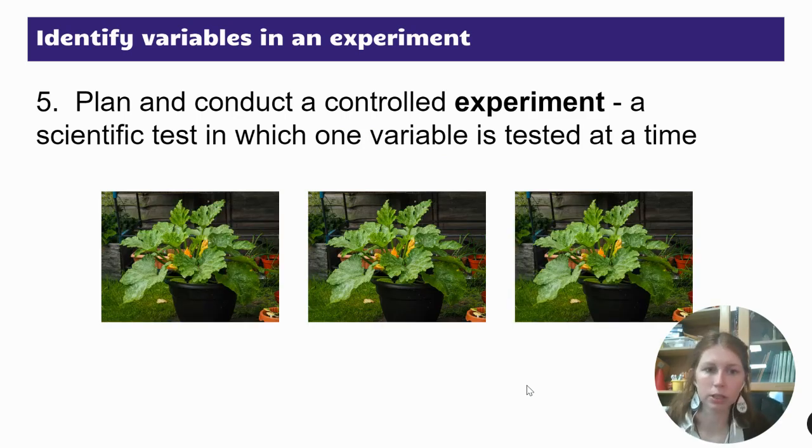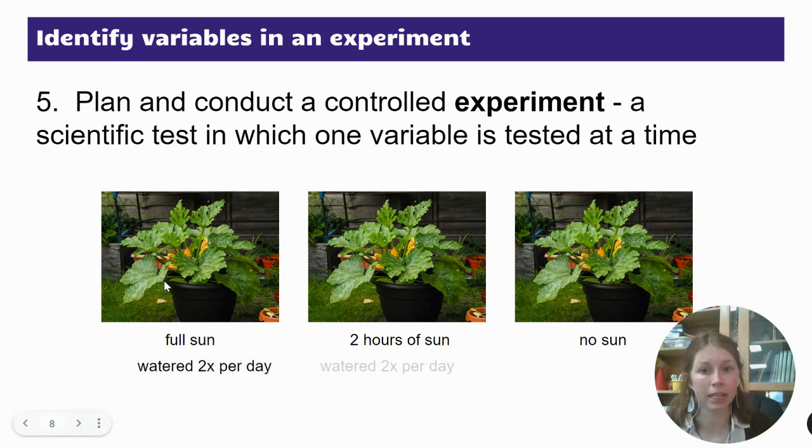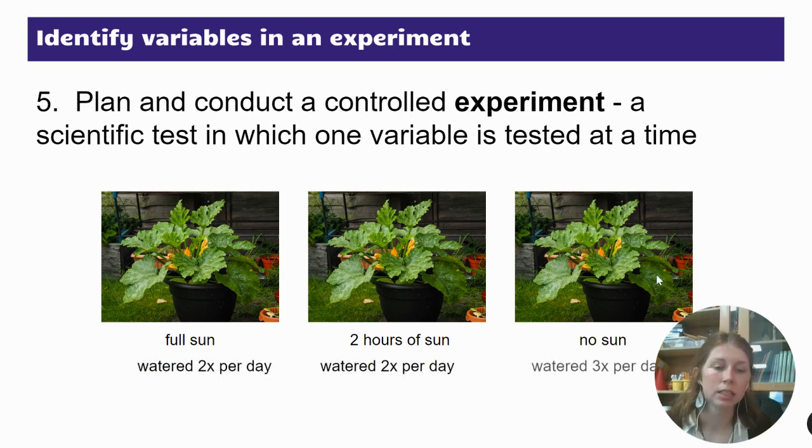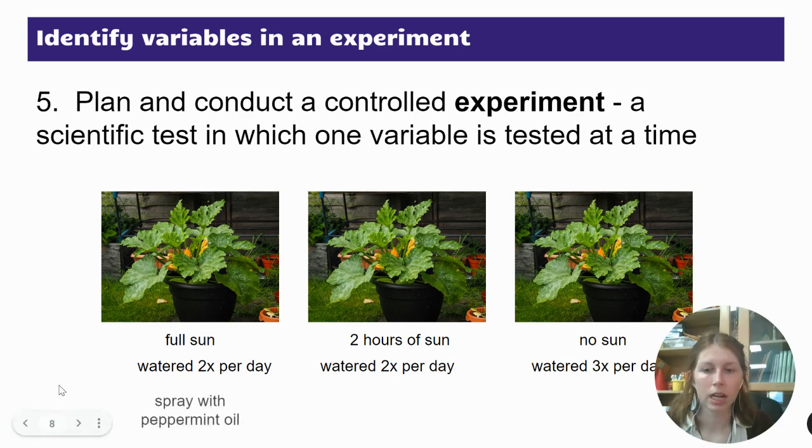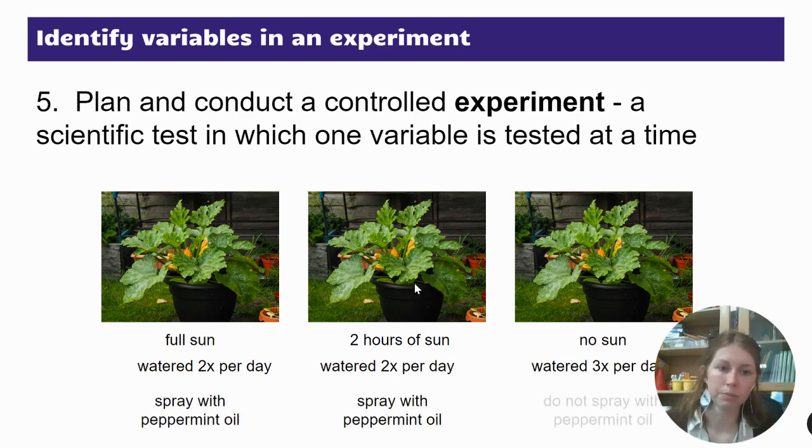Next, I can do an experiment. So here's an idea of an experiment. I have 3 squash plants. This one gets full sun. This one gets 2 hours of sun. This one gets no sun. This one is watered 2 times a day. This one's watered 2 times a day. This one's watered 3 times a day. I sprayed this first plant with peppermint oil. I spray this plant with peppermint oil. And I do not spray this plant with peppermint oil.